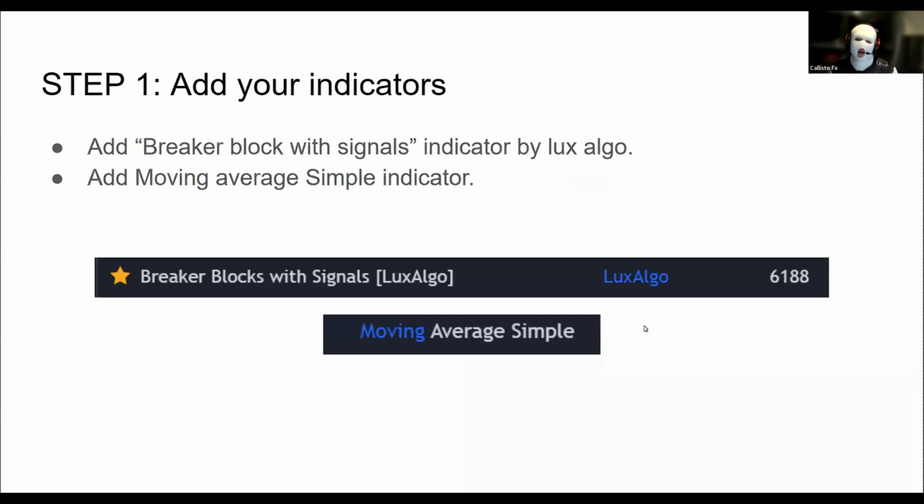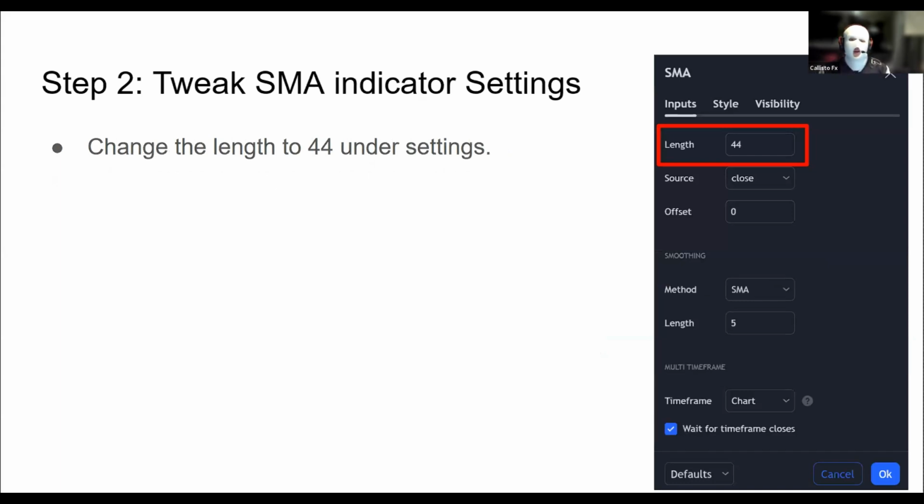Okay, step number 1. If you guys need to screenshot or write down, do it now. Add these 2 indicators. Number 1, the Breaker Blocks with Signals indicator by LuxAlgo. Number 2, add the Moving Average Simple indicator. I already screenshotted how it's supposed to look over here. As you can see, Breaker Blocks with Signals, LuxAlgo. Moving Average Simple, just type this inside the indicator tab, and you should be able to find them. Add them both.